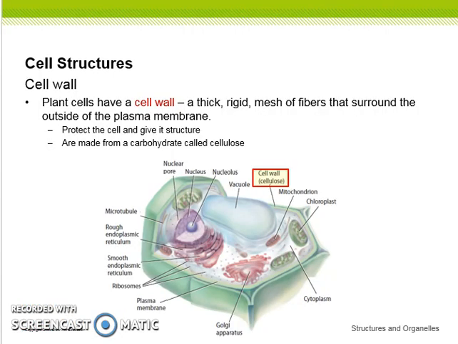Now, something a plant cell has that an animal cell does not have is a cell wall. It goes on the outside of the cell membrane, and it's a thick, rigid mesh of fibers that surround the outside of the plasma membrane. It protects the cell and gives it a structure, and it's made from carbohydrates called cellulose.